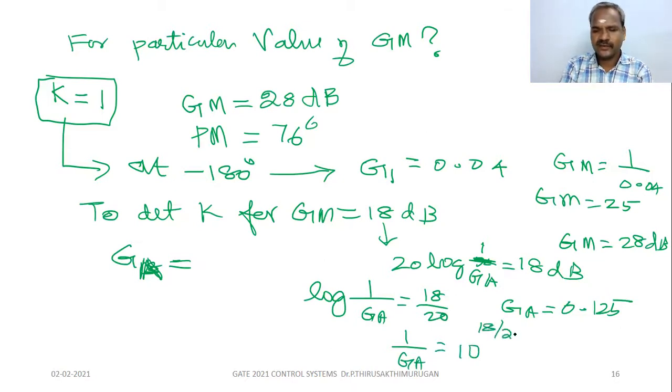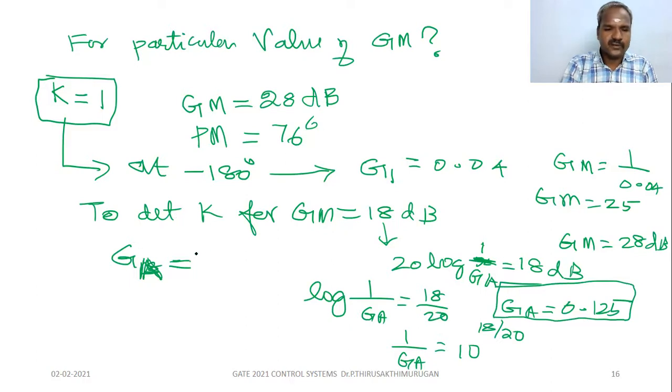You please do it using a calculator, my dear students. 10 to the power 18 by 20, right? If you calculate this power value, we will be getting 0.125. So GA equals 0.125, and GX equals 0.04, right?